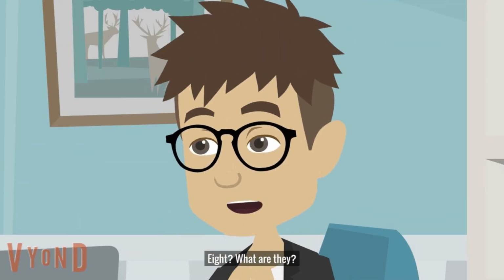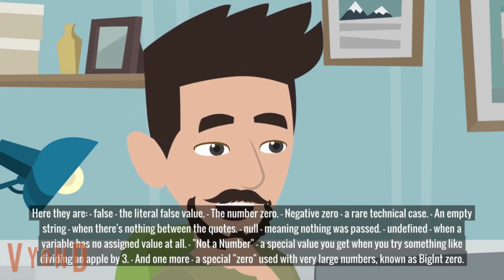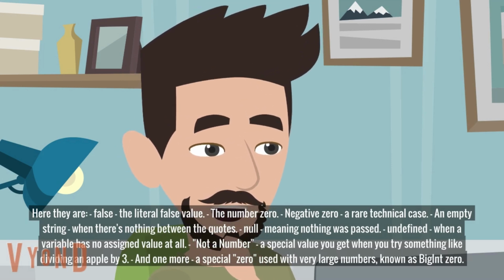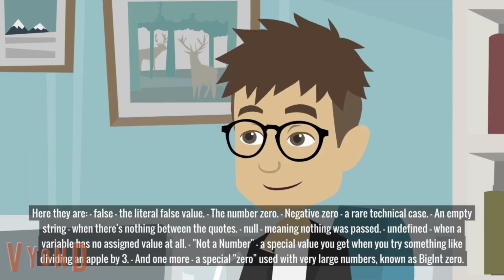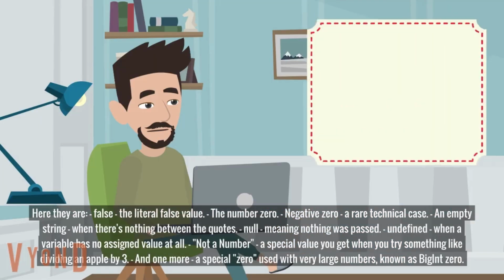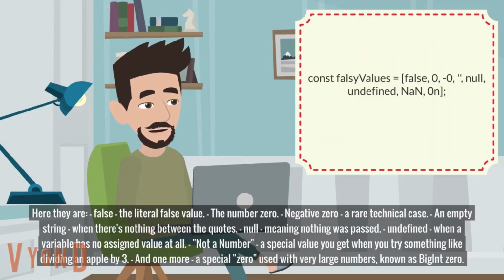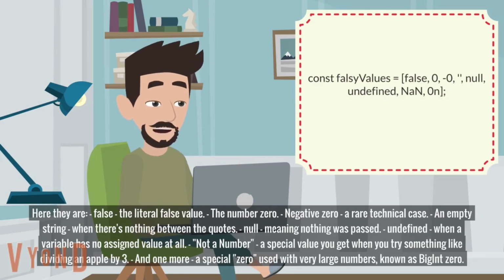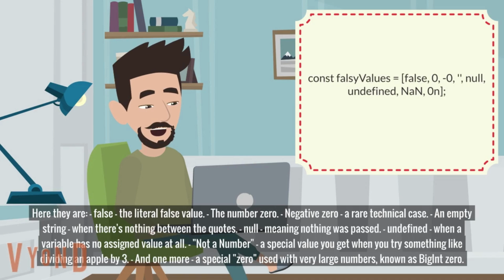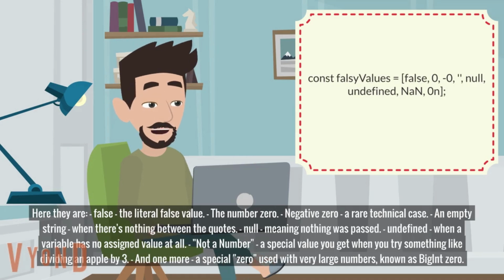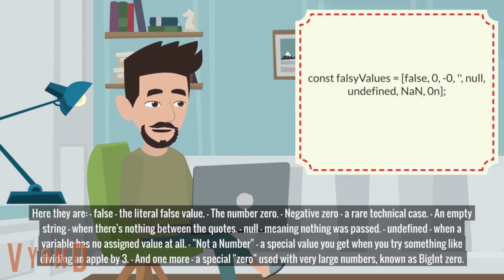8. What are they? Here they are. False, the literal false value. The number 0, and -0, a rare technical case. An empty string, when there's nothing between the quotes. Null, meaning nothing was passed. Undefined, when a variable has no assigned value at all. NaN, not a number, a special value you get when you try something like dividing an apple by 3. And one more, a special 0 used with very large numbers known as BigInt 0.